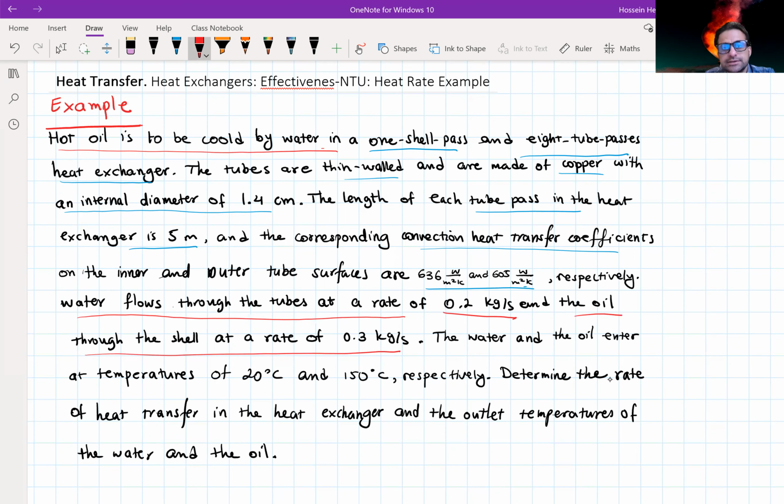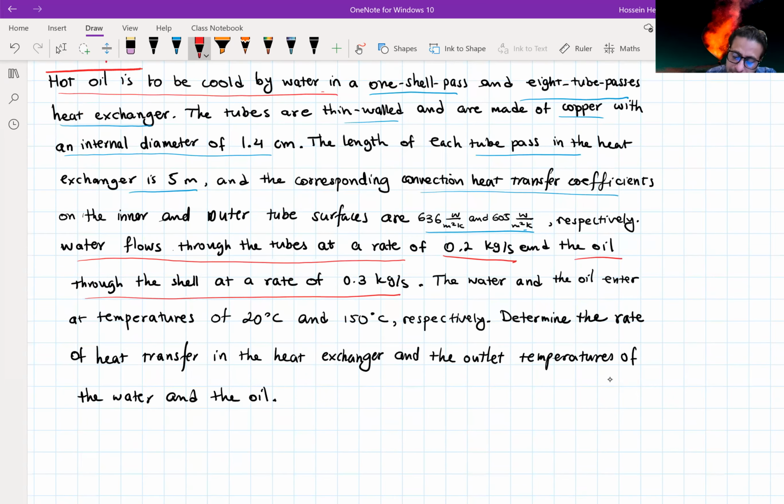Knowing these mass flow rates, we can get the Reynolds number and then do the calculations for hi and ho, if they are not given. Now the water and oil enter at temperatures they know, 20 and 150 degrees C. So your job here is to determine the rate of heat transfer in this heat exchanger, and mainly the outlet temperatures of water and oil.